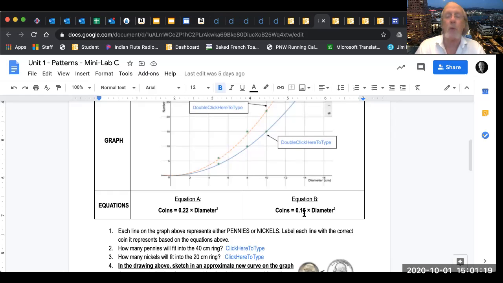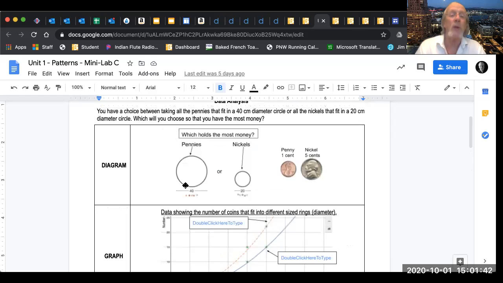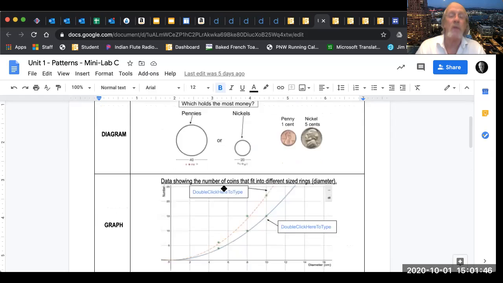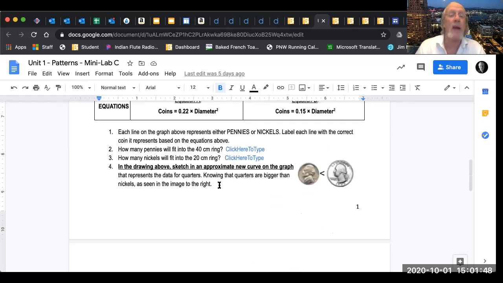But remember, nickels are worth 5 times as much as each penny. So if we want to know the value in this circle, it is around $3.50. This one would be 60 nickels, and each nickel's worth 5 cents. So 60 times 5 is 300 cents, or $3. So we get more money if we took the pennies in the 40-centimeter circle as opposed to the nickels that fit in the 20-centimeter circle. So that answers our basic question we asked above.